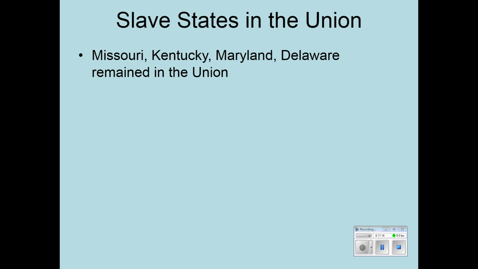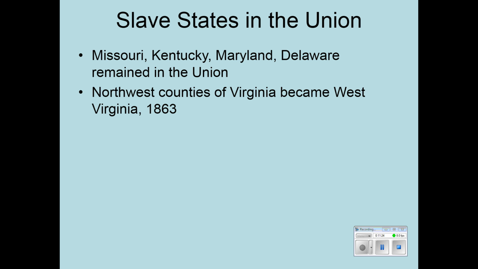Now that left these 4 states who remained in the Union, even though they allowed slavery. In addition, the northwestern counties of Virginia seceded from the state of Virginia. They said, well, 2 can play this game of secession. So they didn't support the Confederacy in the Civil War. So they left the state of Virginia and then were later admitted by Congress to the Union as the state of West Virginia. Now, why do they do this?